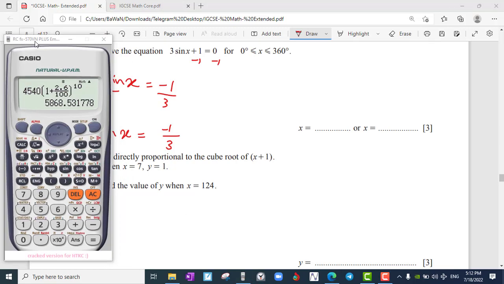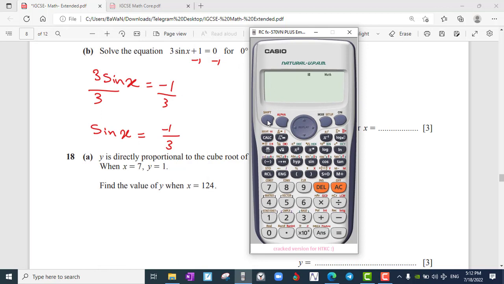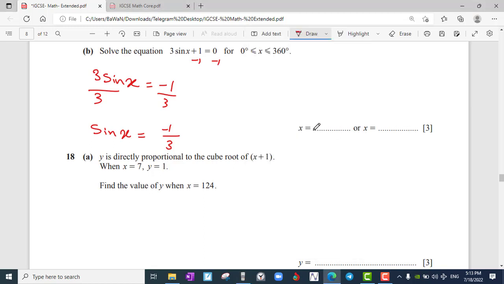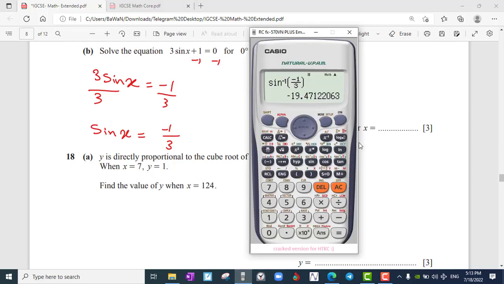Now we grab the calculator, press shift and sine inverse. This -1 is indicating that we are dealing with sine inverse, not a normal sine. Now fraction, -1/3, close the bracket. The answer is -19.47122. But on the cover page it says for angles, write 1 decimal place. So to 1 decimal place, this 4 will be 5, -19.5. Why do we have another possible answer while we don't see it in the calculator?